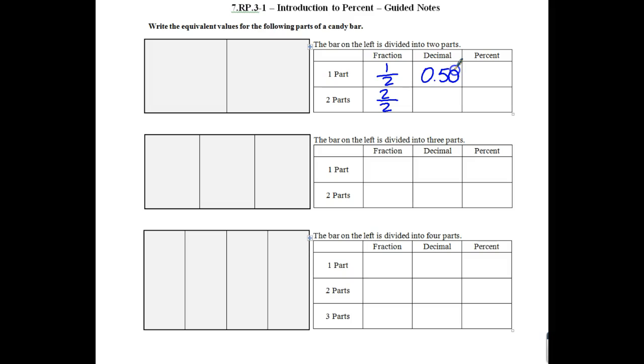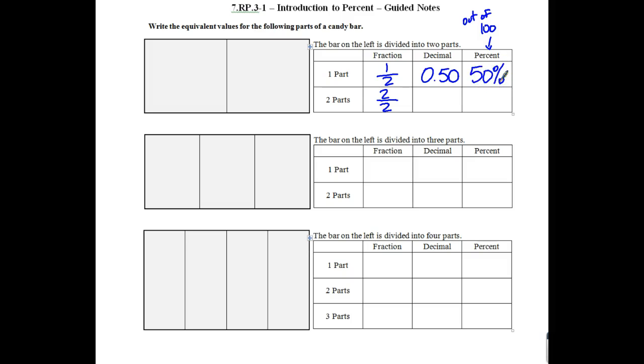0.5 is the same as 0.50, right? 50 hundredths. And this is out of 100, so you can take this and multiply it by 100, which really just tells us how many hundredths I have. So if you just look at the hundredths place, this will tell you what your percent is. Here's my hundredths place, I have 50%.